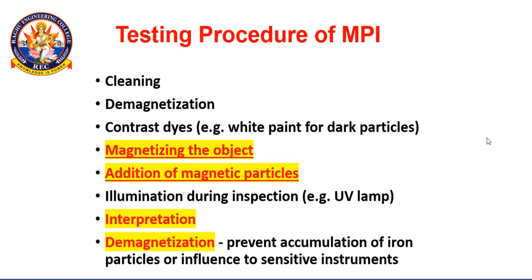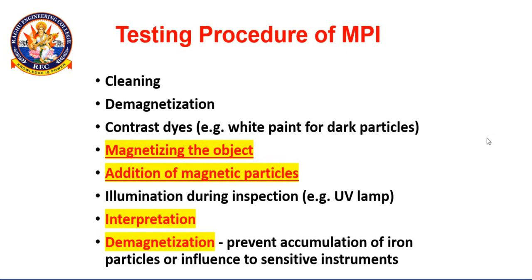Here are some testing procedures. One is to clean the surface of the material, and first you have to demagnetize the material. Totally, we have to demagnetize the whole product. The next one is applying contrast dyes and white paint or dark particles to find the defect perfectly. And next is magnetizing the object with the help of this portable equipment.